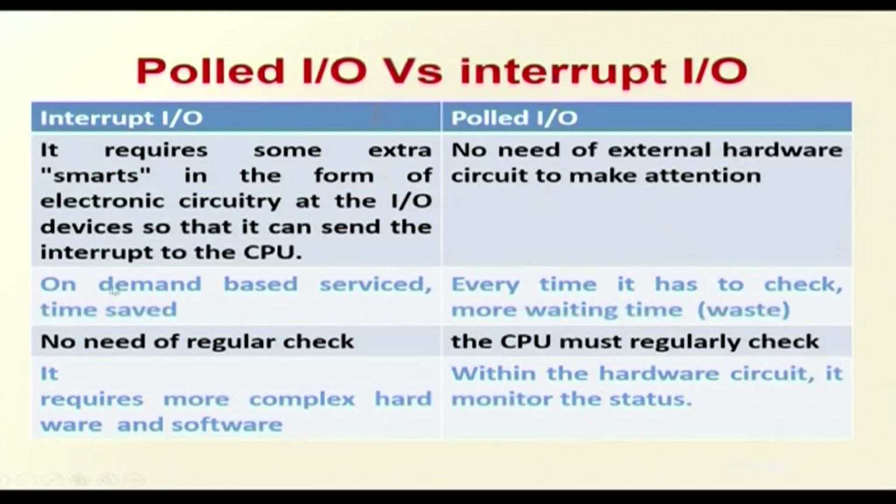In interrupt I/O, it is an on-demand service, so time is saved. In polled I/O, every time it has to check, so it has to wait for more time, and here the time is wasted. There is no need for a regular check in interrupt I/O. In polled I/O, the CPU must regularly check. Interrupt I/O requires more complex hardware and software. In polled I/O, within the hardware circuit, it will monitor the status.